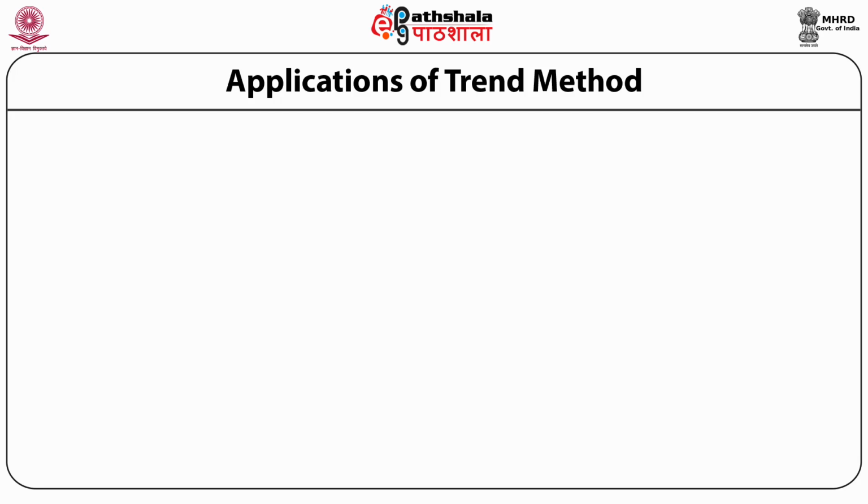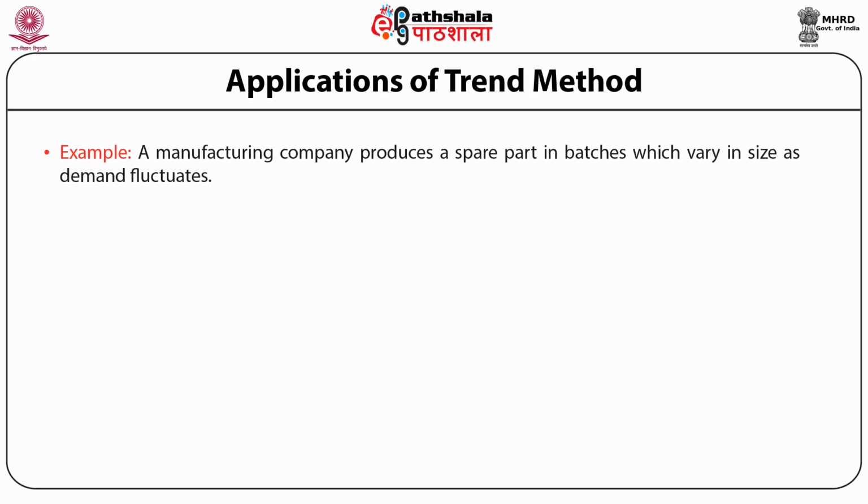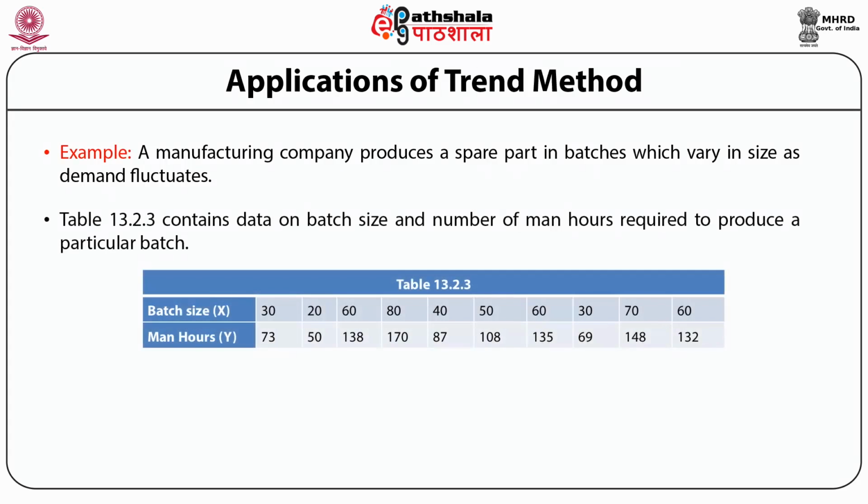This slide indicates another illustration of the trend method by using the simple linear regression method. The example shows that a manufacturing company produces a spare part in batches which vary in size as demand fluctuates. The table contains data on batch size and number of man hours required to produce a particular batch.